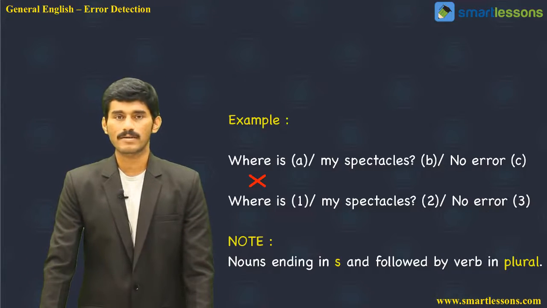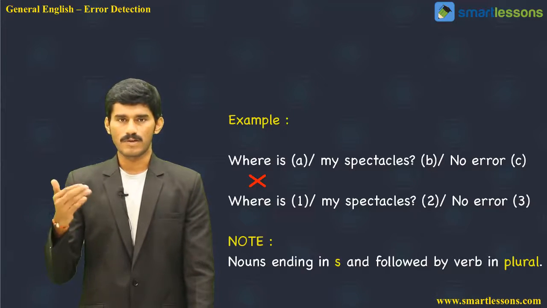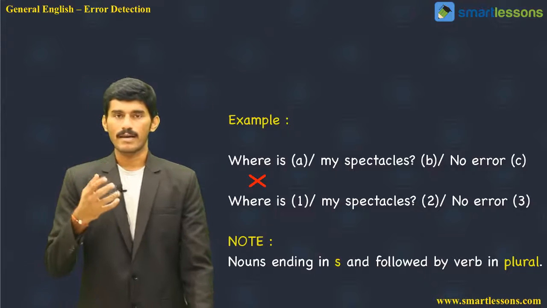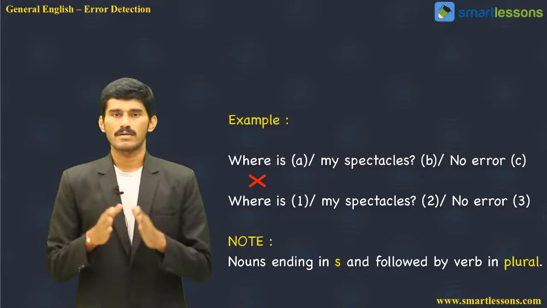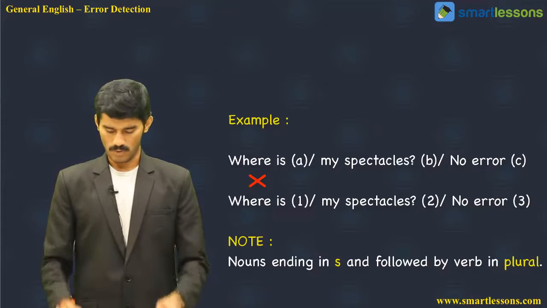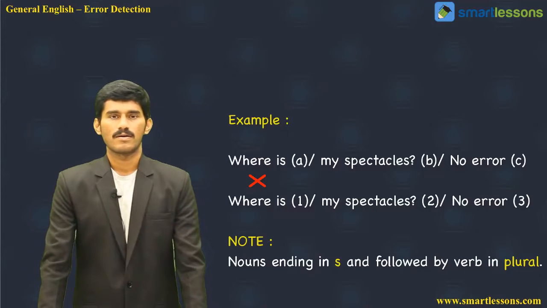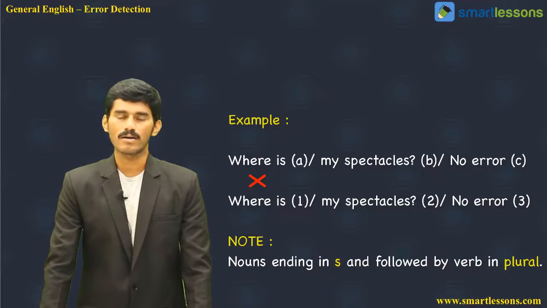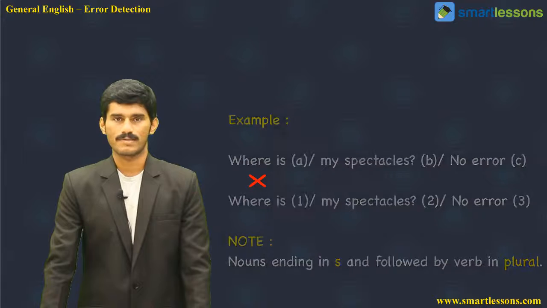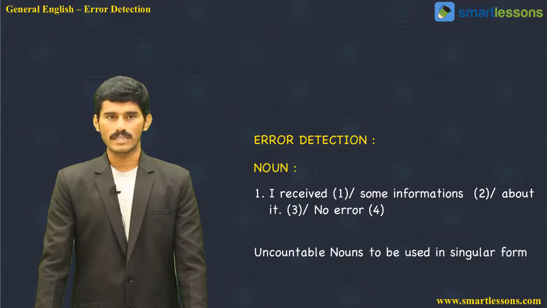We have discussed parts of speech already. Now let us deal with this topic parts of speech wise. First, let us see errors we commit when we come to nouns. So let's start with the first sentence. Here, we are dealing with errors regarding the usage of nouns first. First sentence: I received some informations about it.